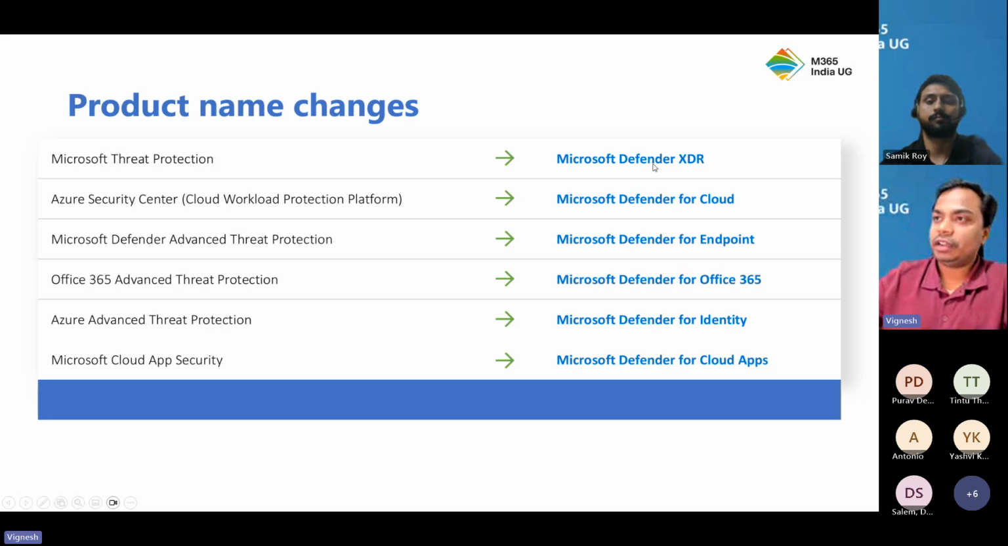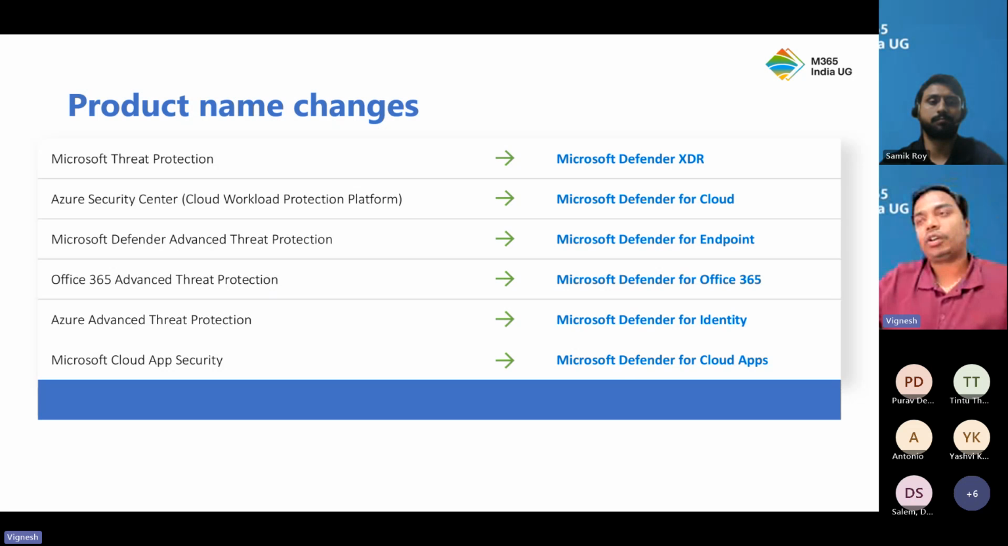So Microsoft Defender XDR was called Microsoft Threat Protection. The Azure Security Center is now called Microsoft Defender for Cloud. Microsoft Defender Advanced Threat Protection is called Microsoft Defender for Endpoint. The Office 365 ATP, if you've been an M365 admin in the past, this name should be quite familiar to you, is called Microsoft Defender for Office 365. The Azure ATP is now called Microsoft Defender for Identity. The Microsoft Cloud Apps Security, which is a CASB, is now called Microsoft Defender for Cloud Apps.